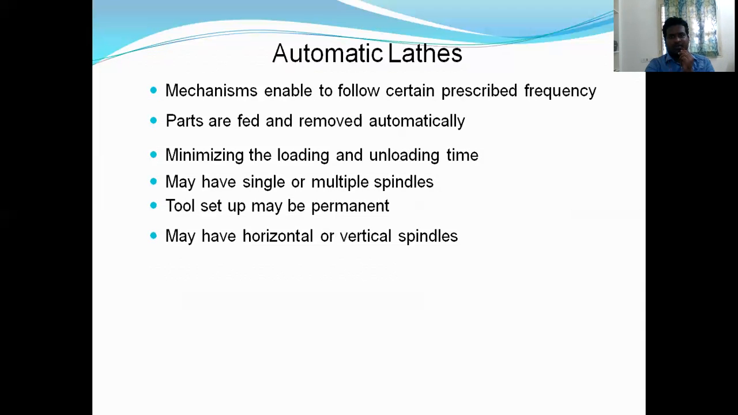May have single or multiple spindles. Tool setup may be permanent, may have horizontal or vertical spindles, and more accuracy can be obtained in automatic lathes because the operator involvement is less, so accuracy increases. If the operator involvement is more, there is fatigue, and because of that fatigue it decreases the accuracy of the product.